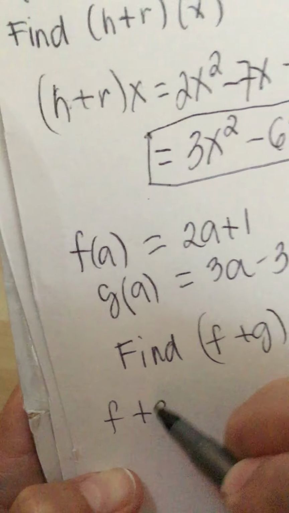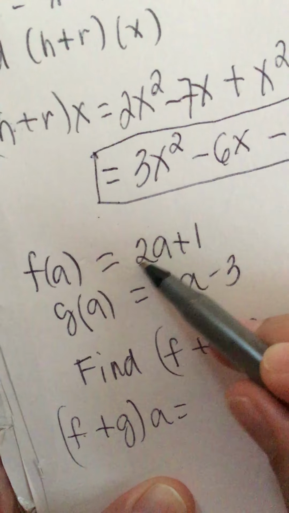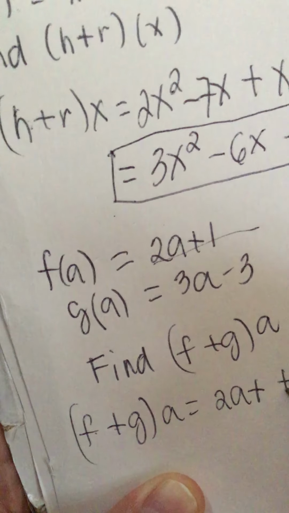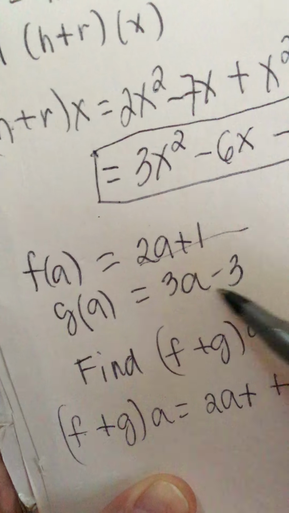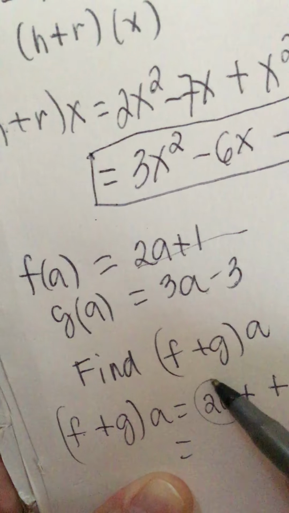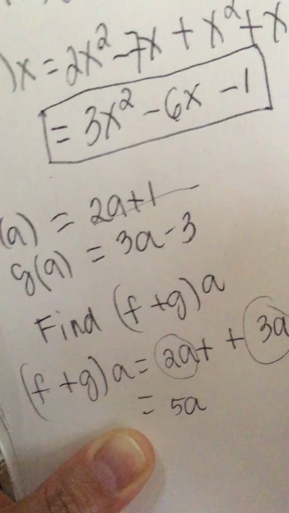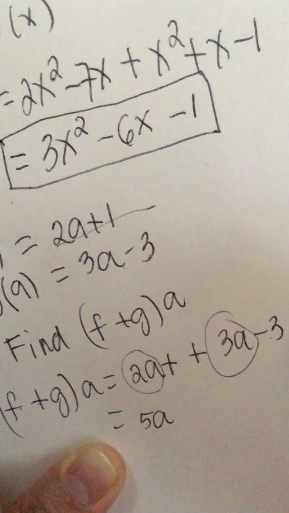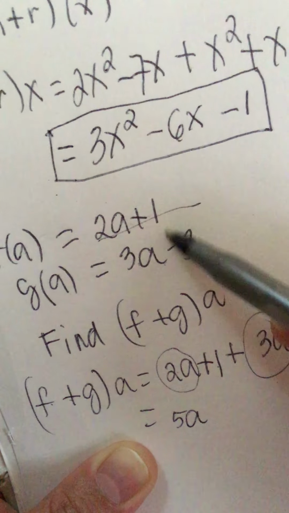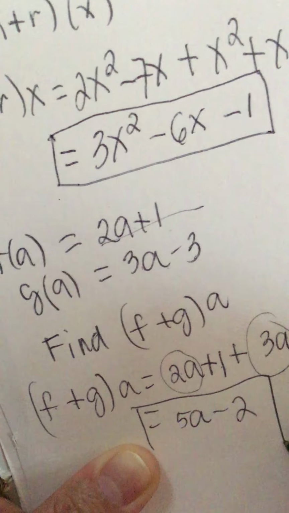So (f plus g) of a is equal to, what is f? It's equal to this. So 2a plus 1 plus, so what is g? It's 3a minus 3. Now we combine like terms, so this 2a and 3a combine for a net of 5a. And then we have a minus 3 here. Oh no, we have a plus 1 here, so sorry, 2a plus 1. And then a 1 and a minus 3 is a minus 2. So this is your answer.